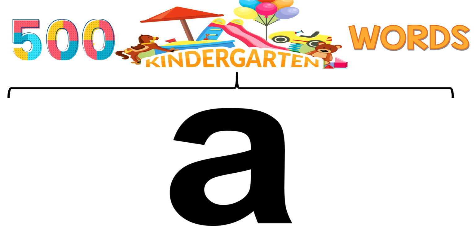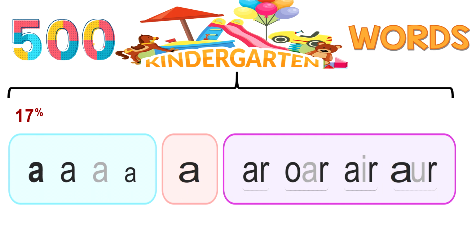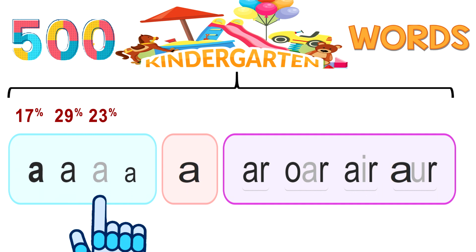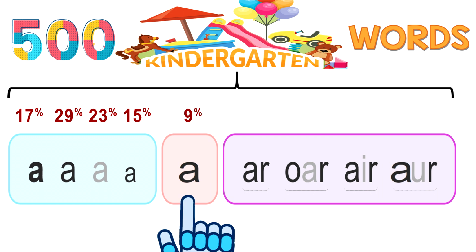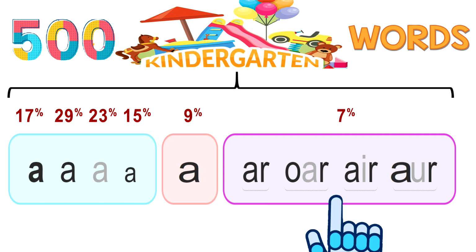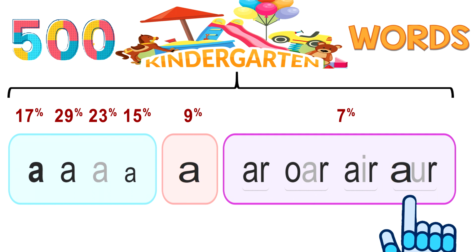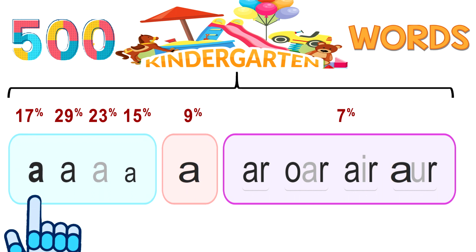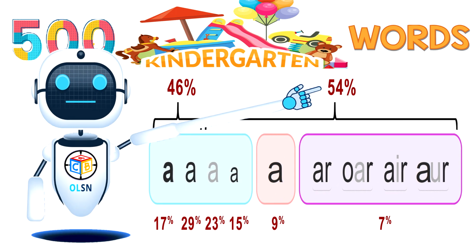Take the letter A. It appears about 800 times in 500 common kindergarten words. 17% of the time it makes its letter name sound, A. 29%, its common sound, A. 23% of the time it's silent. 15%, the schwa sound. 9%, its stretched sound, A. And 7% of the time it's part of a group that is spelling yet other sounds: air, or. Contrary to flashcard-like ingraining, learning to reflexively read A as either its letter name or common sound will be wrong half of the time, which sabotages word recognition.